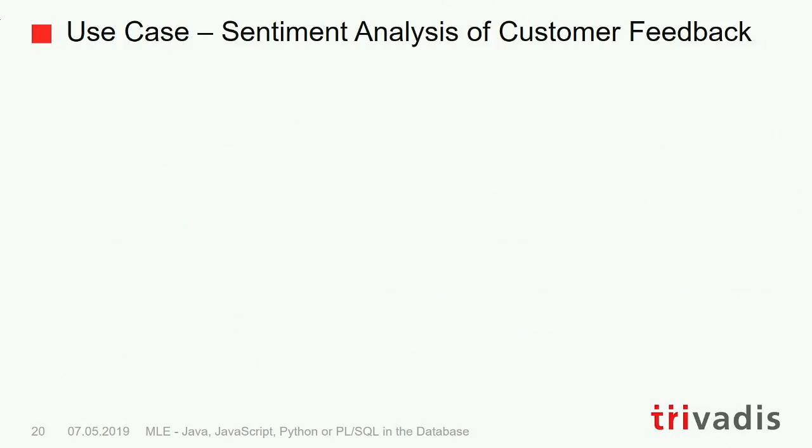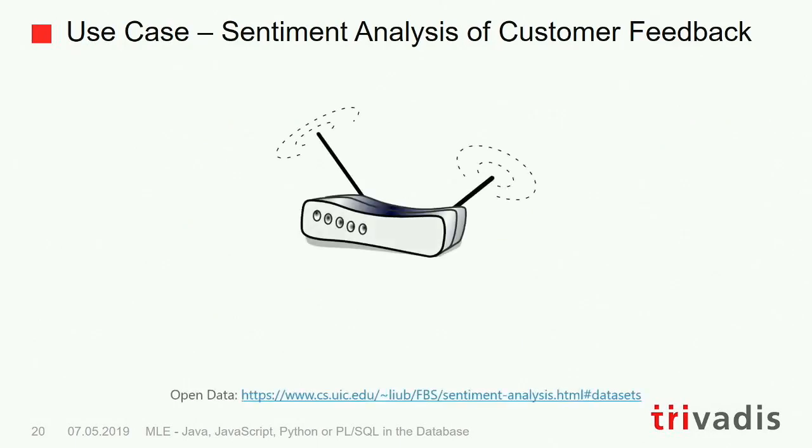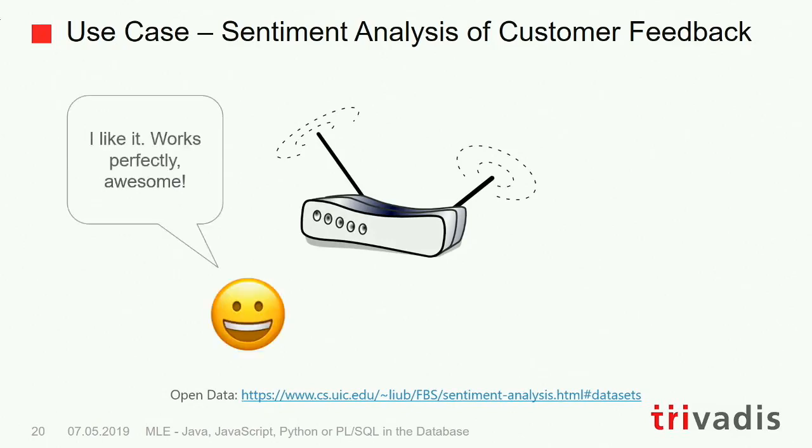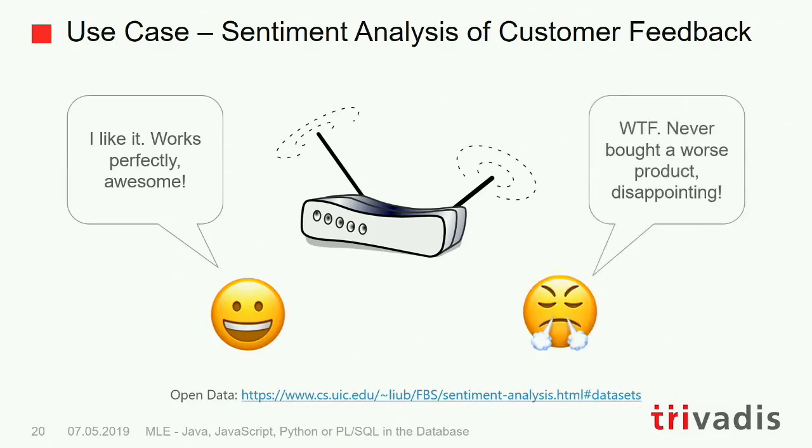So let's consider a small use case where JavaScript in the database could make sense. Let's consider we are selling routers and our application is somehow able to gather feedback from the customers. Some customers are happy and say so in the feedback, and some customers are not that happy and say so also. So when you read the feedback, you easily find out what it is. But I want to do that automatically, sentiment analysis.